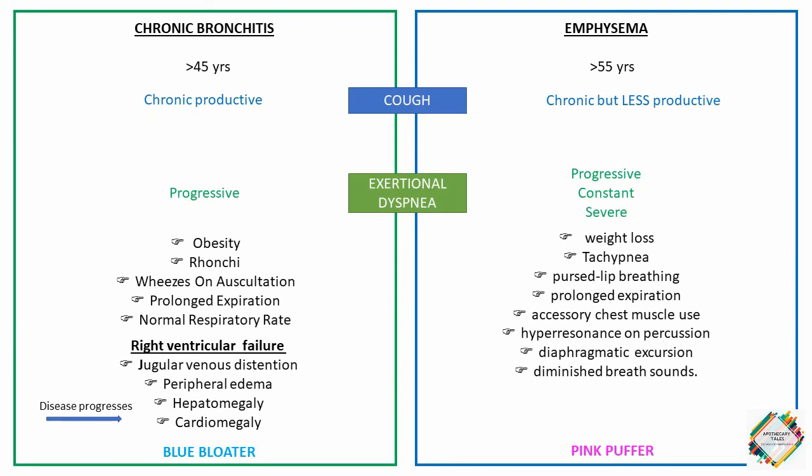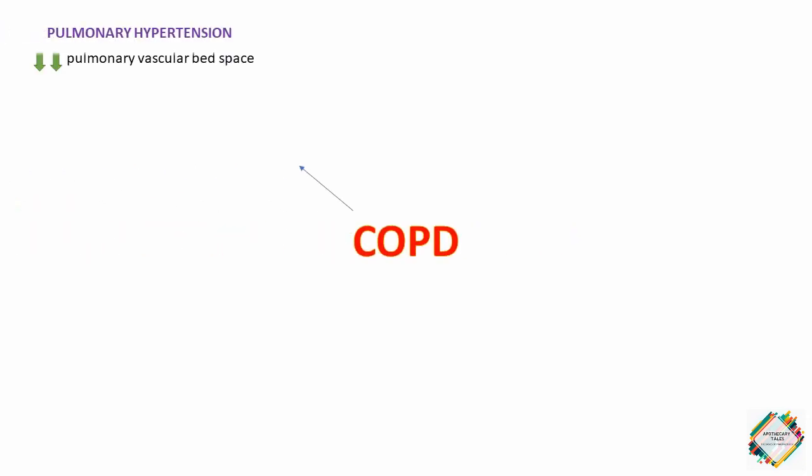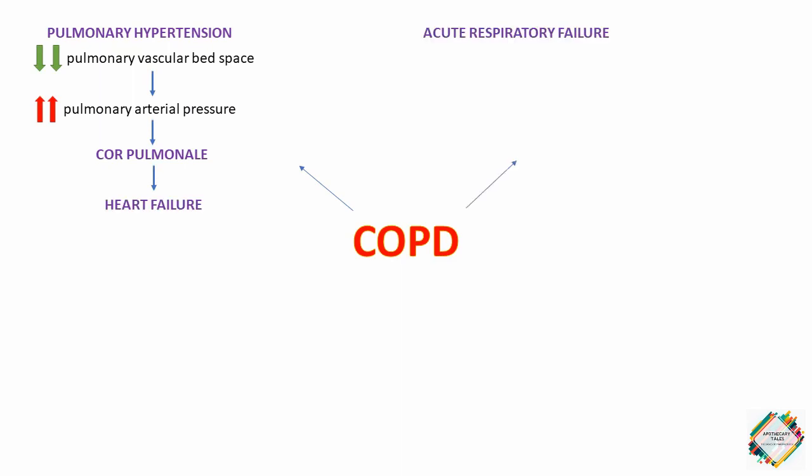So it is very important to keep in mind that the pink puffer and the blue bloater presentations are not specific for the respective diseases. Next, we're going to talk about the complications of COPD. So first one is pulmonary hypertension. With the decreased pulmonary vascular bed space owing to lung congestion, pulmonary arterial pressure increases. And in some cases, the pressure increases enough to cause cor pulmonale, that is the right ventricular hypertrophy with subsequent heart failure.